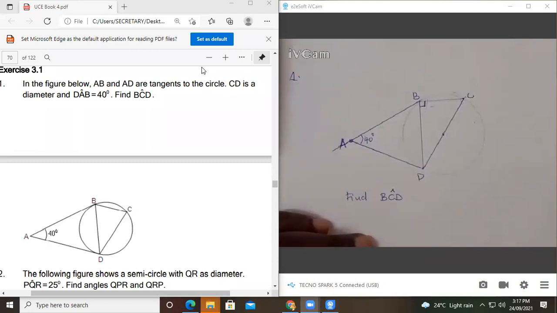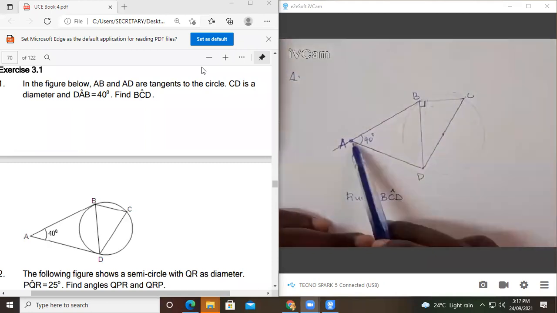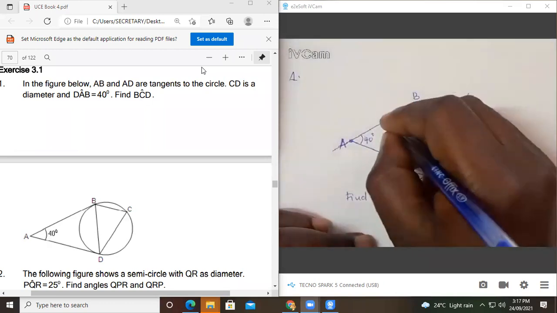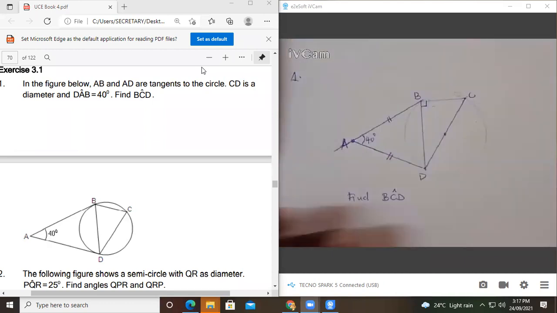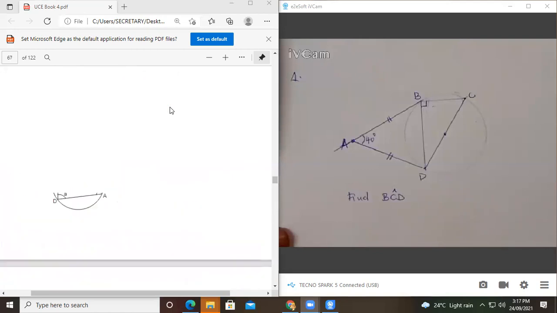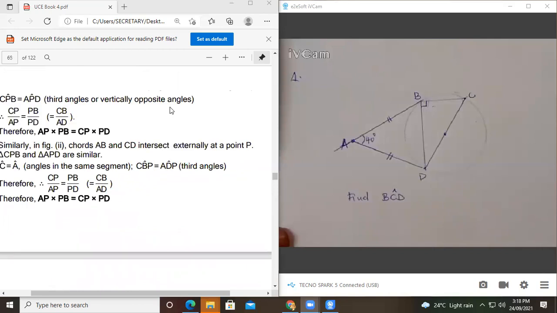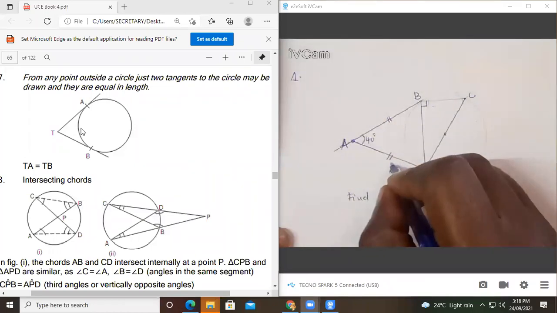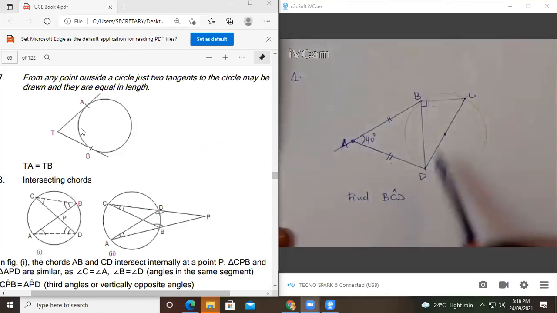Now, the other thing that you have to know is that if this line is a tangent and also this one is a tangent, these two lines are equal. Are we together? Do you remember that property? This is the property we have just looked at. These two lines are equal. So this is equal to this. They're telling us to find BCD.